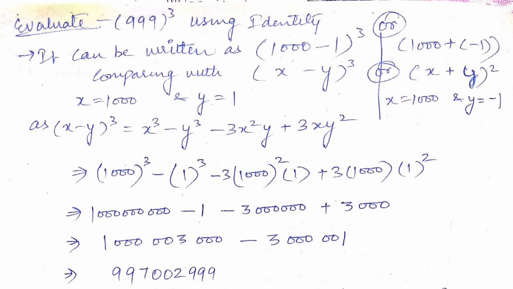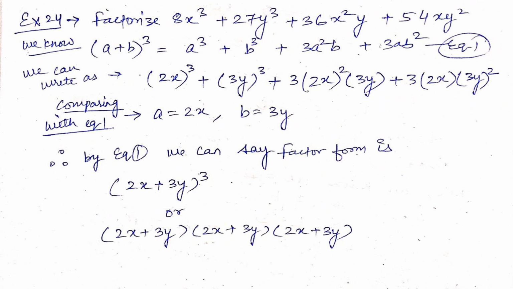Now, factorize 8x cube plus 27y cube plus 36x square y plus 54xy square. Again, one formula can be used in two ways.